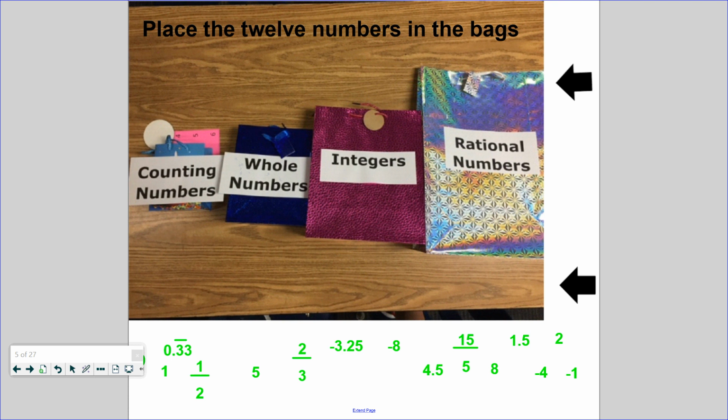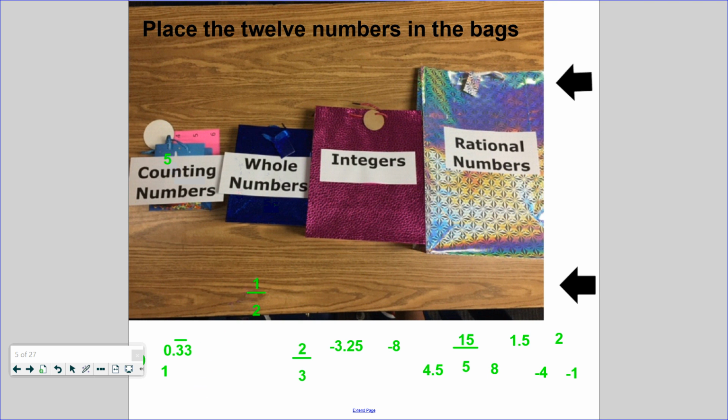So I'm going to pass out 12 numbers throughout the classroom, and then you are going to put them inside a baggie that you think best represents the best description of it. For example, the number 5. Where would 5 go? It's an integer. It's a whole number. But can I count it with my fingers? I think it's best described as a counting number.